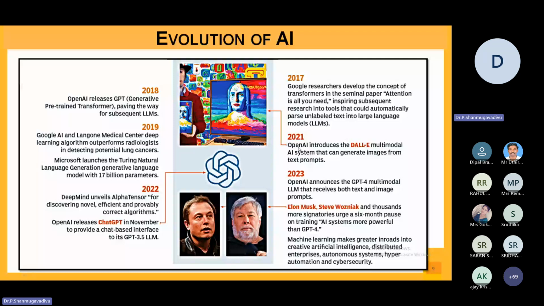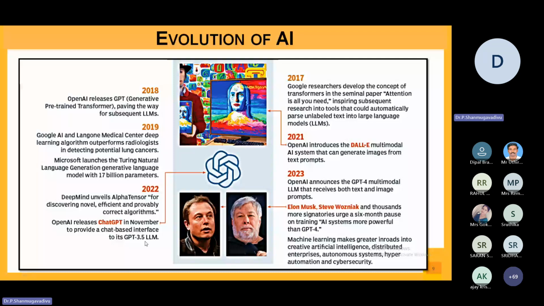This is very interesting. Those who are interested can just Google this. Whatever textual or verbal description you give, accordingly that will get converted into an image. Then in the year 2022, DeepMind unveils AlphaTensor for discovering novel, efficient, and provably correct algorithms. And then in the same year, OpenAI releases ChatGPT in November to provide a chat-based interface to its GPT-3.5 LLM.